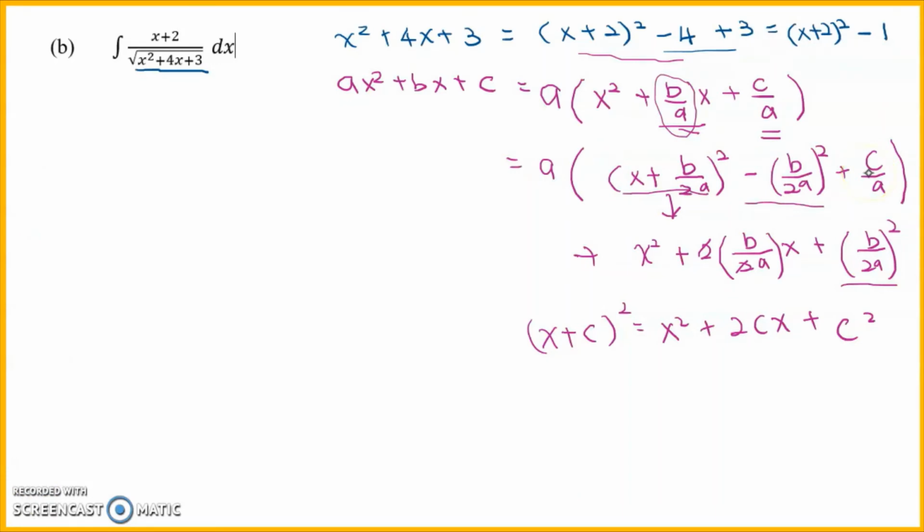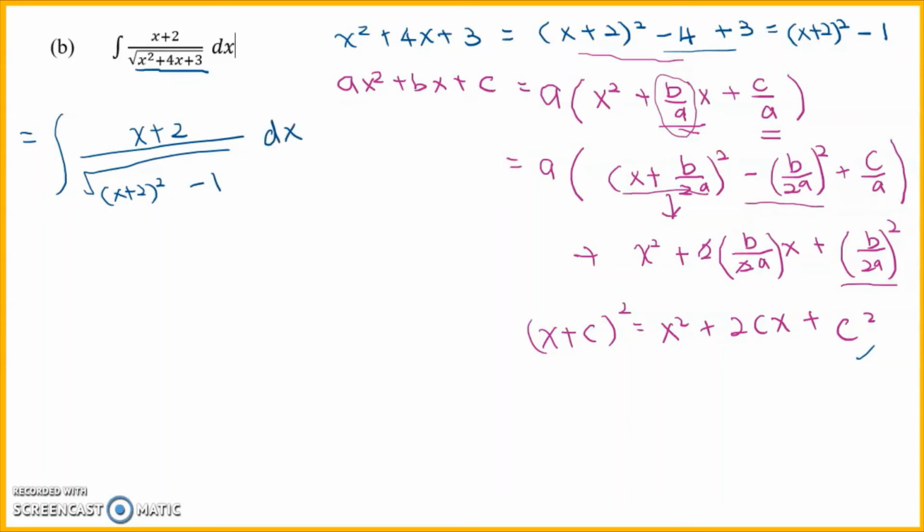This is your previous lesson in quadratic equations. This is just a very quick revision on that. Now let's go back to this. So this one I can rewrite as x plus 2 over the square root of x plus 2 squared minus 1 dx.